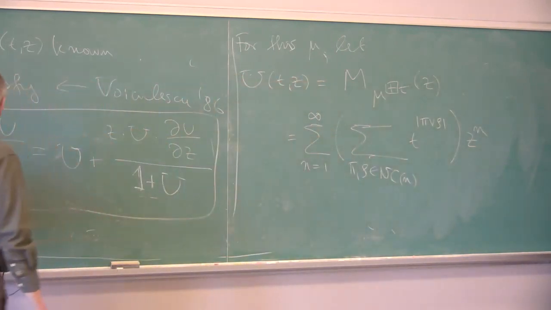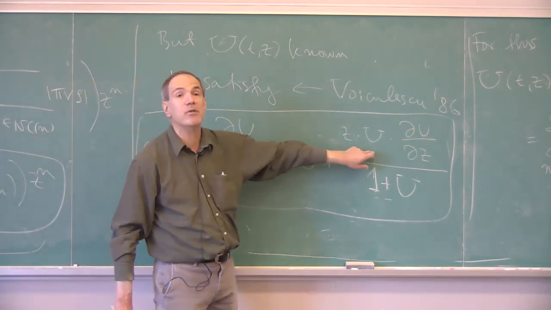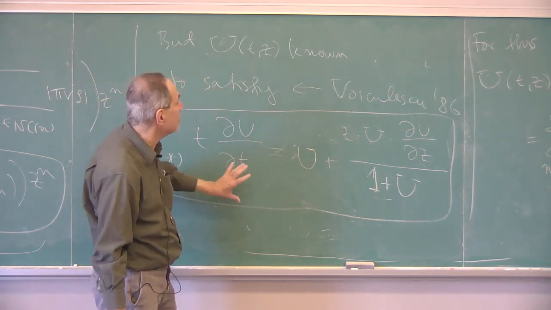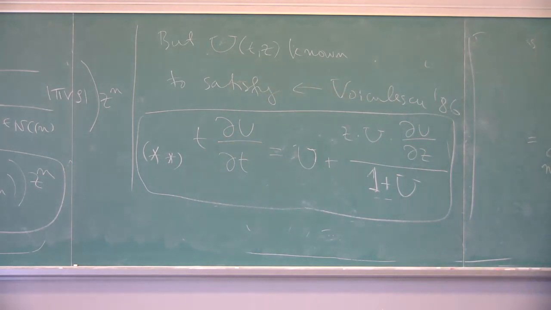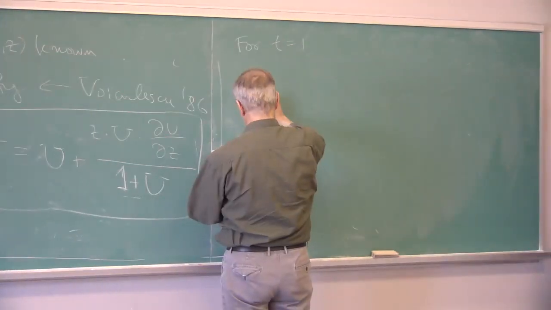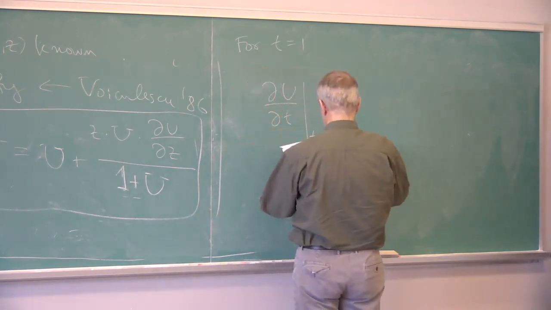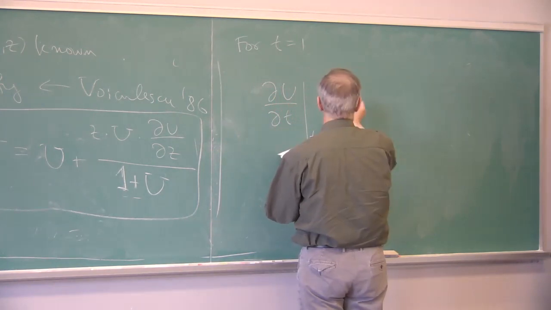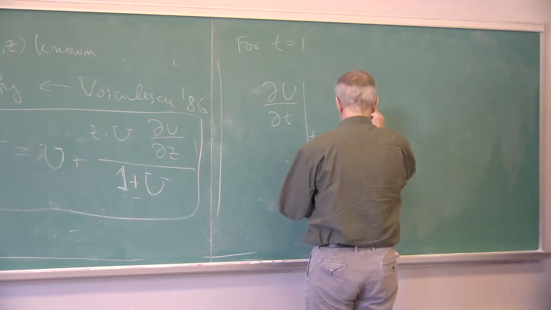One thing to look at: this is the derivative with respect to t in terms of something which only has derivative with respect to z. So what I want to do is make the time t equals 1. For t equals 1, 1 is 1, so it's just this partial derivative at t equals 1, of z.